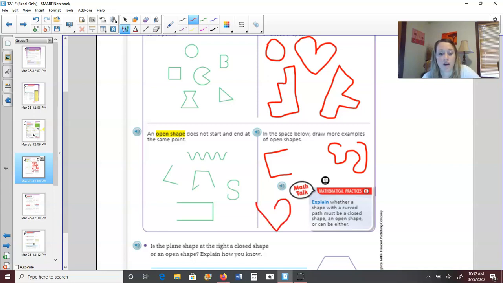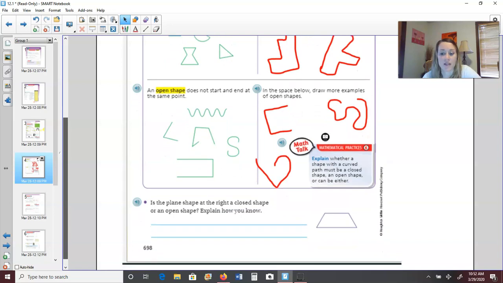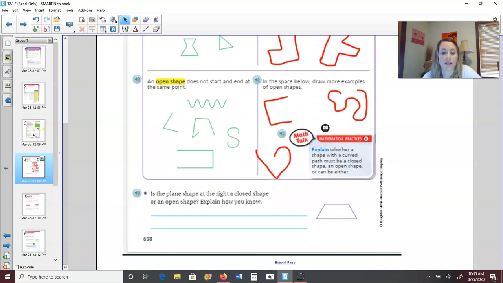If I went to draw a heart but I didn't finish it, that would be an open shape. So you get the idea, I think, that closed means they have to connect, and open means just that. They are open. They do not close or end at the same point. So the last question on this page asks us, is the plane shape at the right a closed shape or an open shape? Explain how you know.